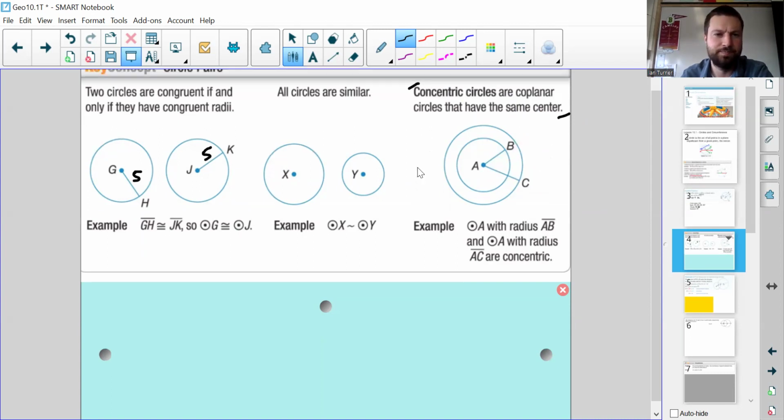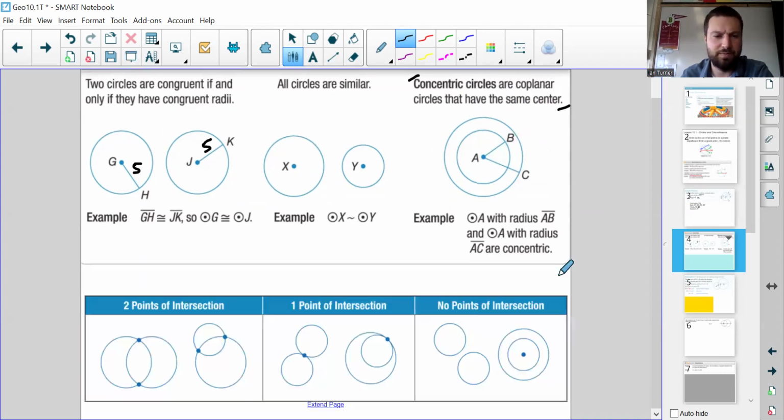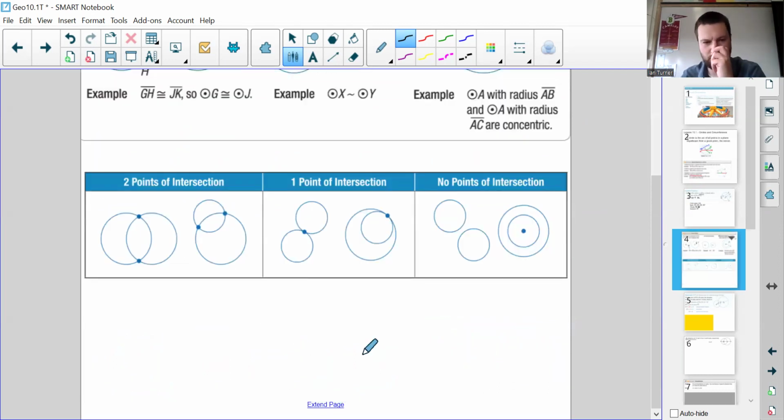Nice. Okay, what do we got down here? All right, and then here's a little graphic for intersection points. So we could have a Venn diagram situation here.